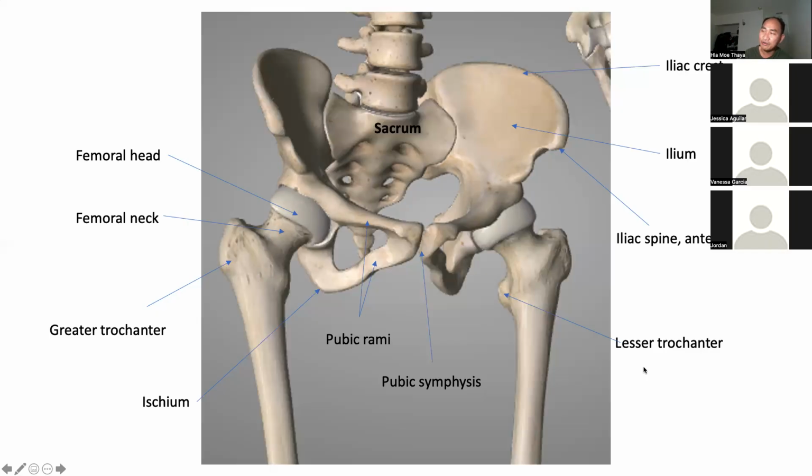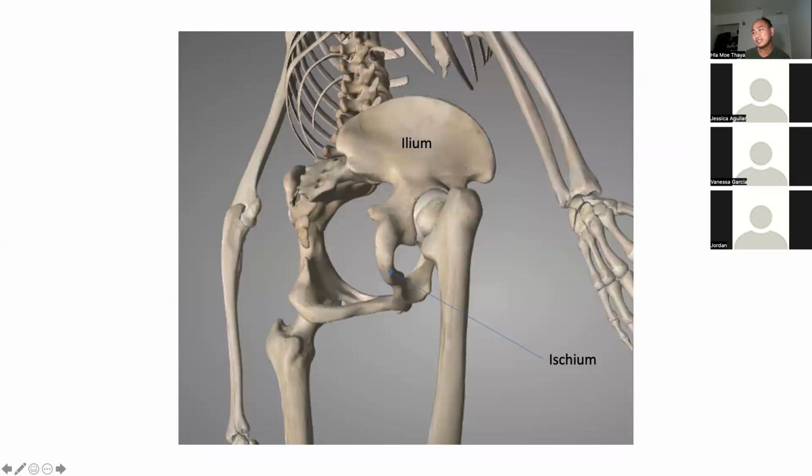So these are the revisions, and that's the ischium. This is the bony bone where we sit on, the ischium, and that's the ilium. We can see the greater trochanter here.